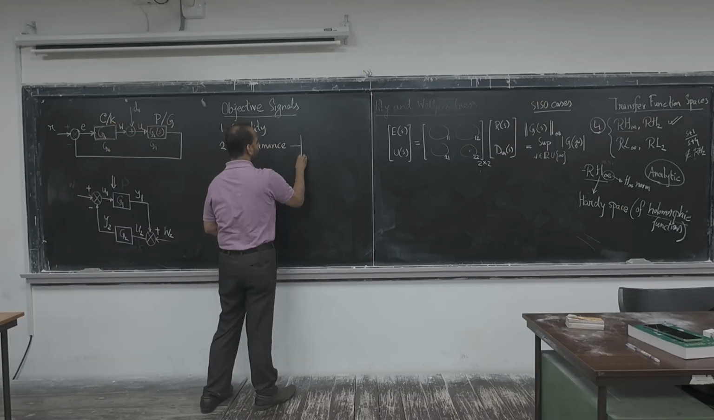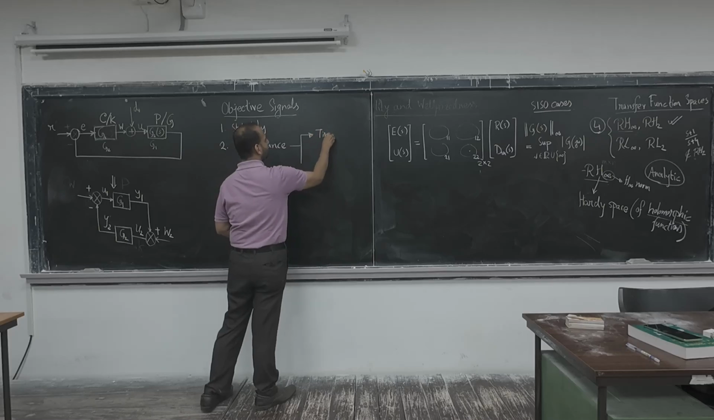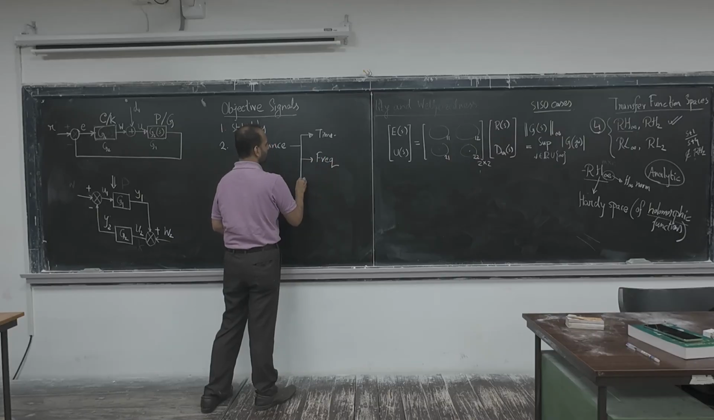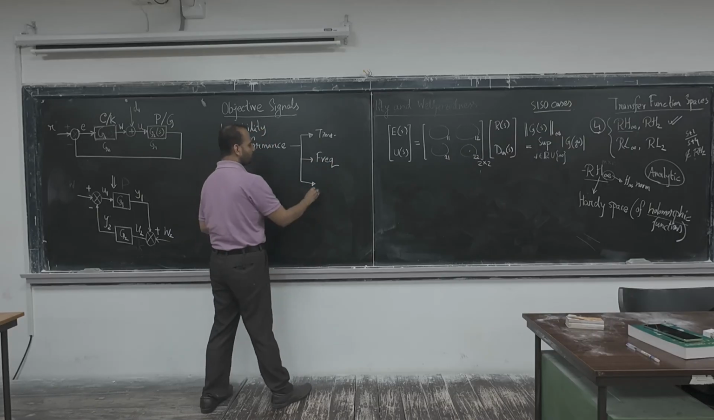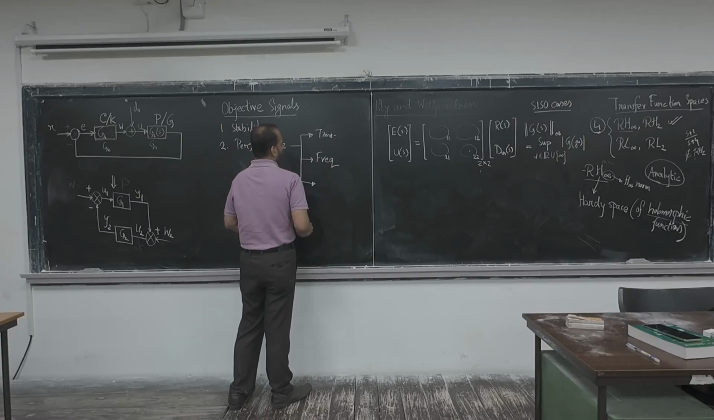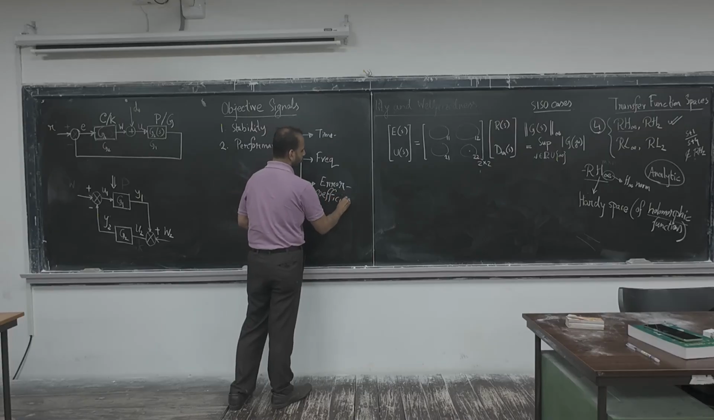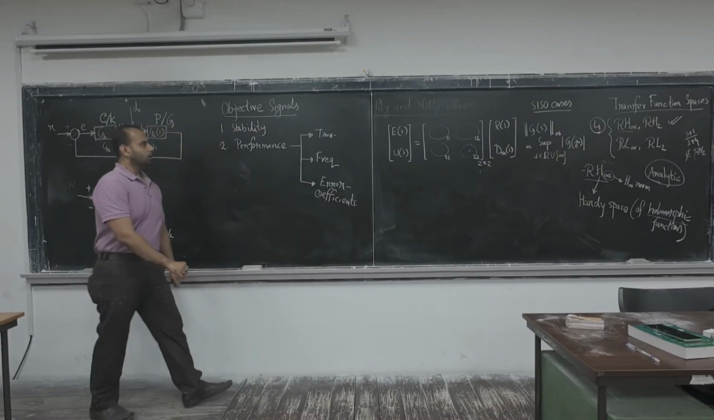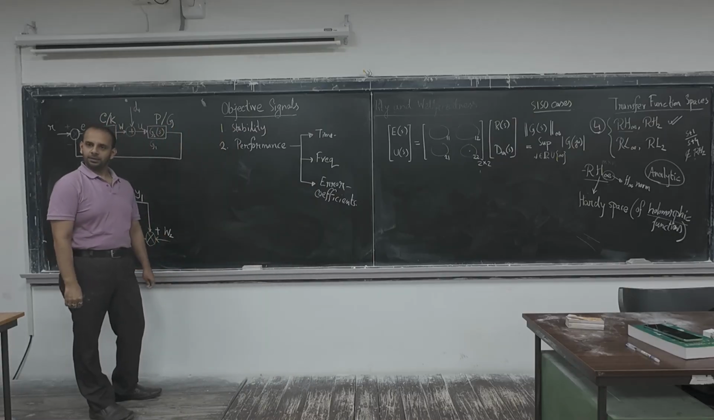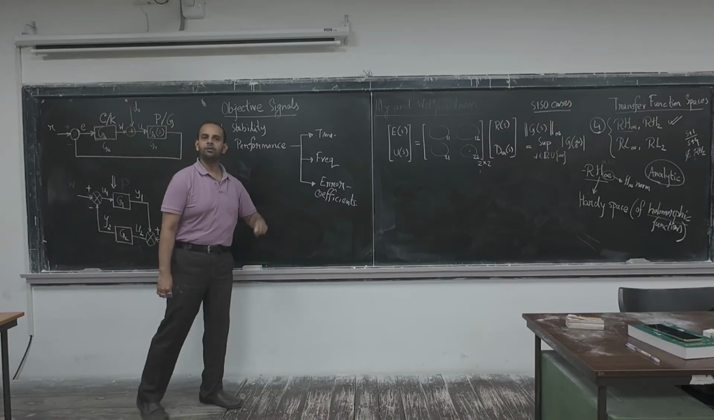Now, there can be different types of performance. One is the time domain performance. Another one is the frequency domain performance. And then you can talk about the error coefficients. So the first major objective is stability, and then your performance. The performance can be very different: time domain performance, frequency domain performance, and error coefficients as well.